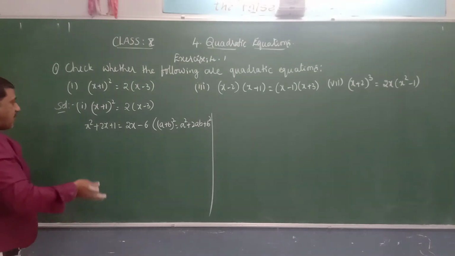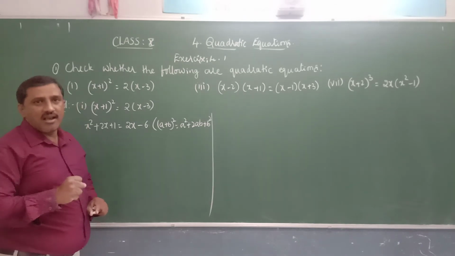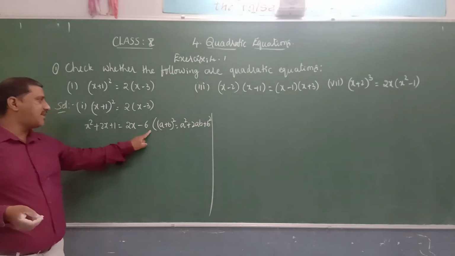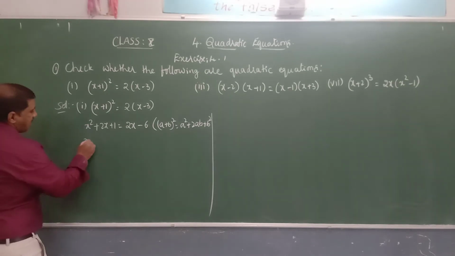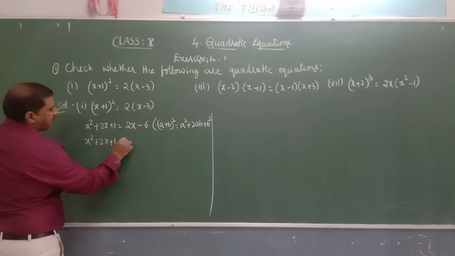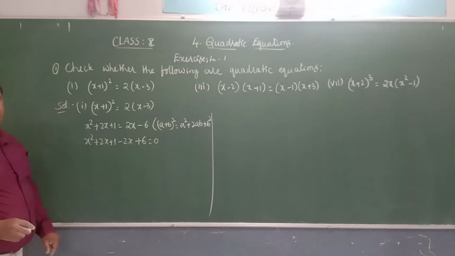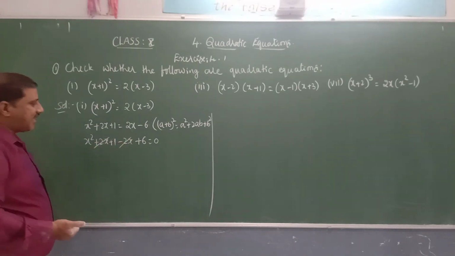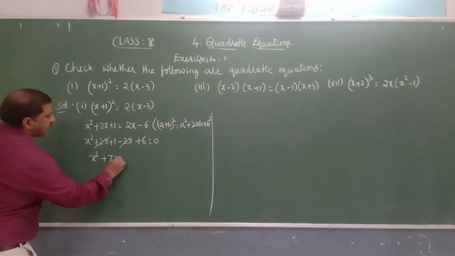Now, as I said, in the standard form we will have 0 on the right hand side. So maintain 0 on the right hand side. To keep 0 on the right hand side means transpose 2x minus 6 to LHS. Therefore, x square plus 2x plus 1 minus 2x plus 6, that is equals to 0. Now plus 2x and minus 2x both cancel, they are like terms. Now x square plus 1 plus 6, it is plus 7, is equals to 0.